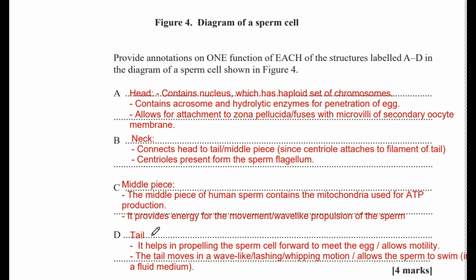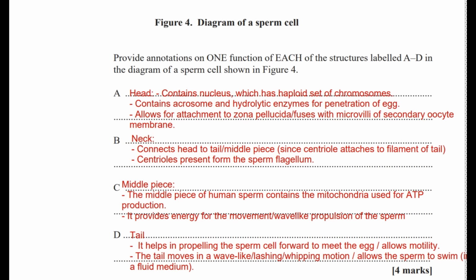The tail, well, everybody knows about the tail. The tail of the sperm is probably the thing that shows up the most when you think about it. Well, these move in a kind of lashing, whipping motion. The term flagellum is actually Latin for whipping, and that allows the sperm to swim in the fluid medium, which is the semen. So it allows it to be motile. It's able to move by itself.